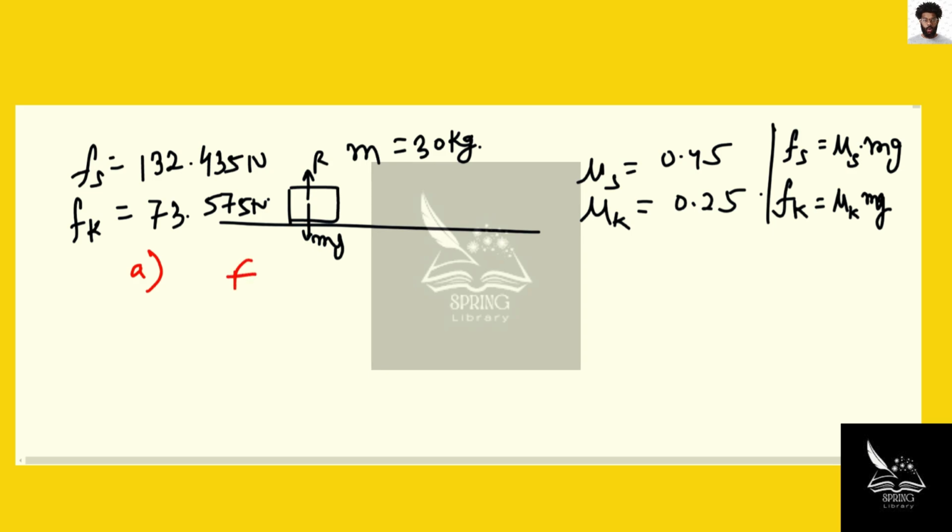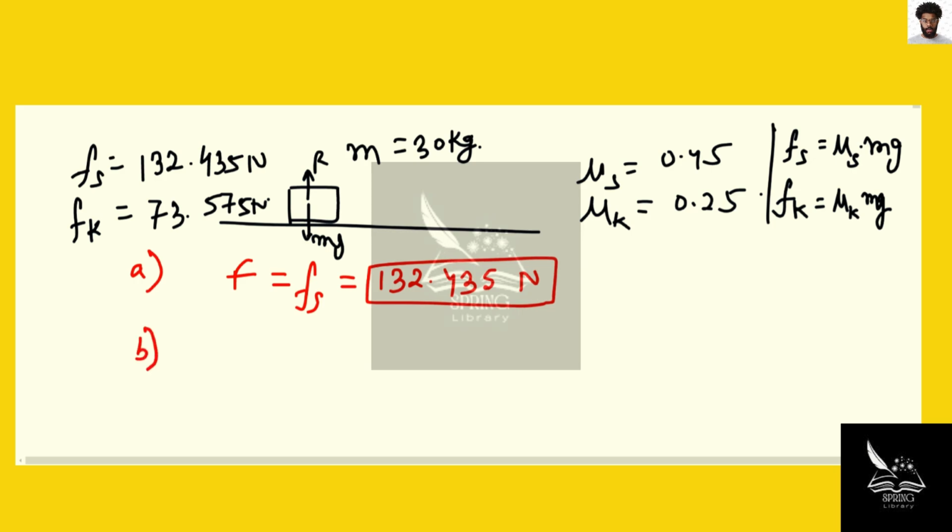So in the first case, we need to determine the minimum force that must be supplied so that the block starts moving. So we are talking about the initiation of the movement. So the force should be sufficient enough to overcome the static friction at least. So the minimum force that must be supplied to this block so that it starts moving, that is 132.435 newtons.